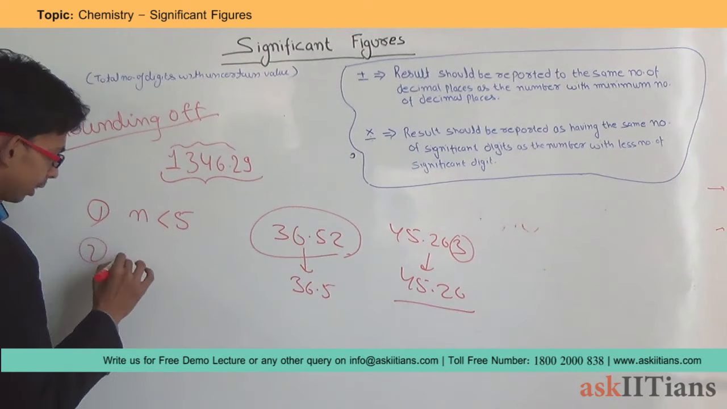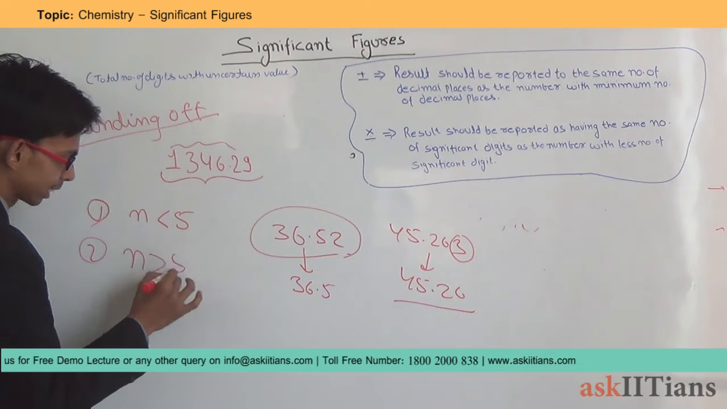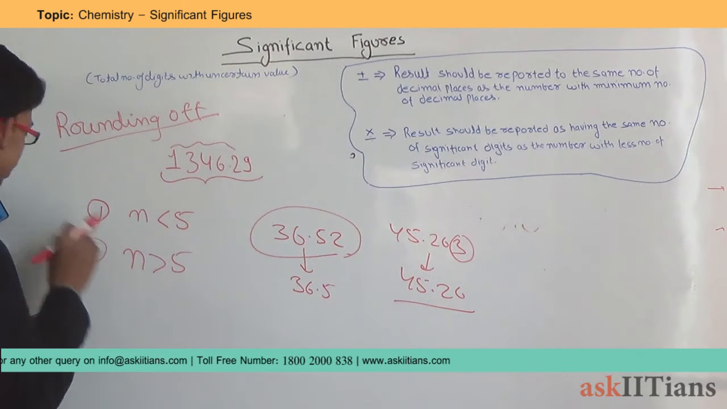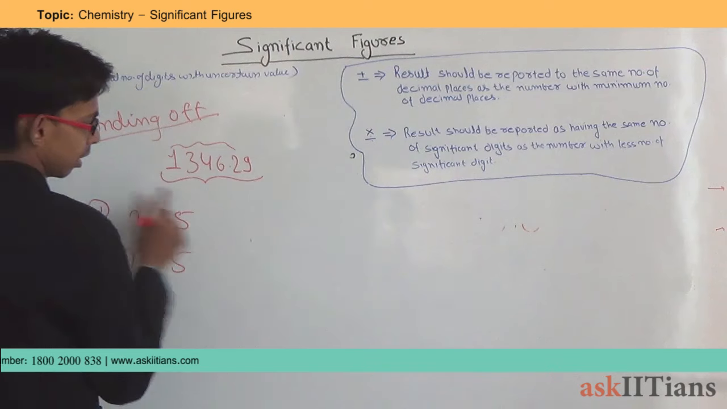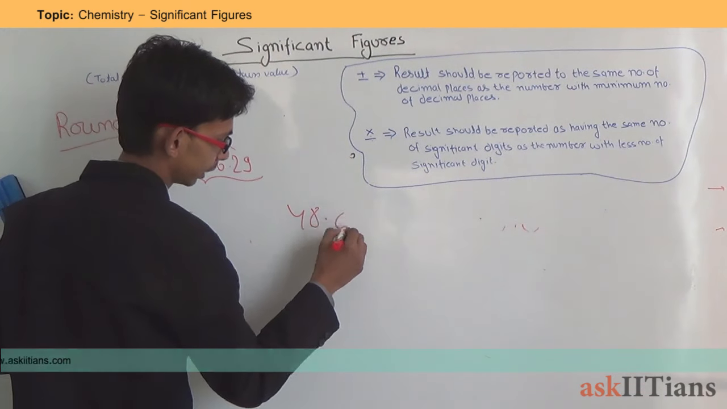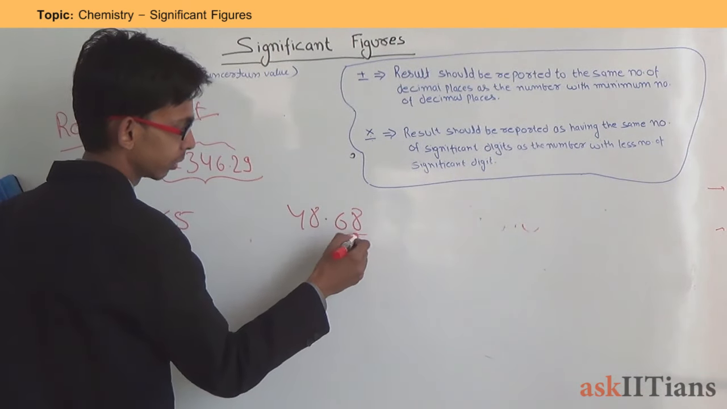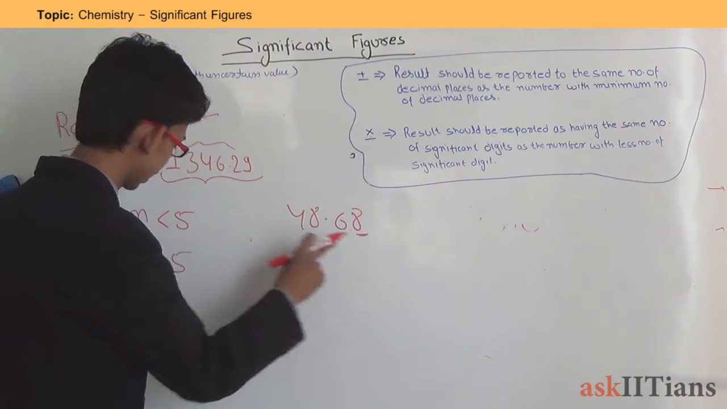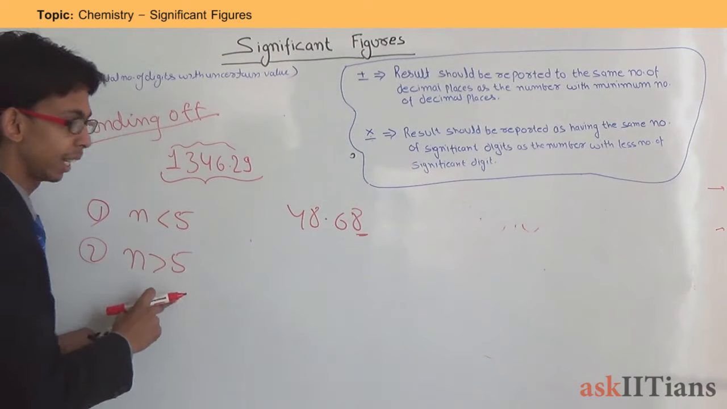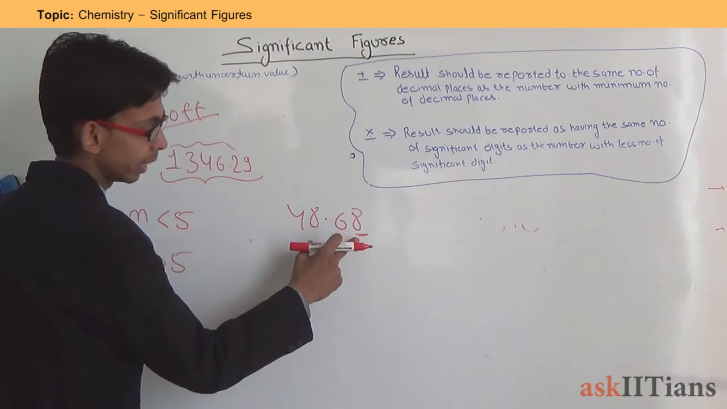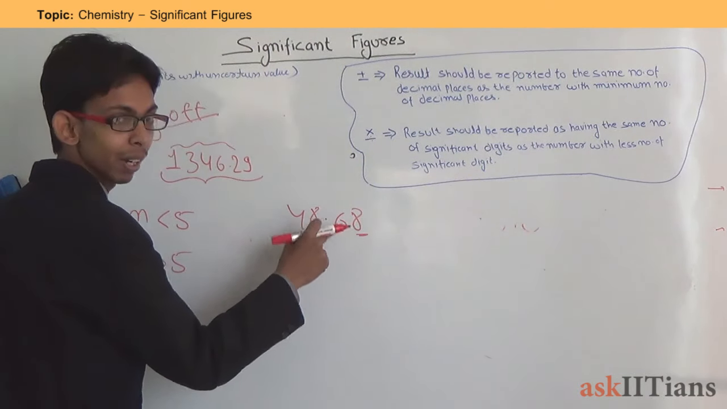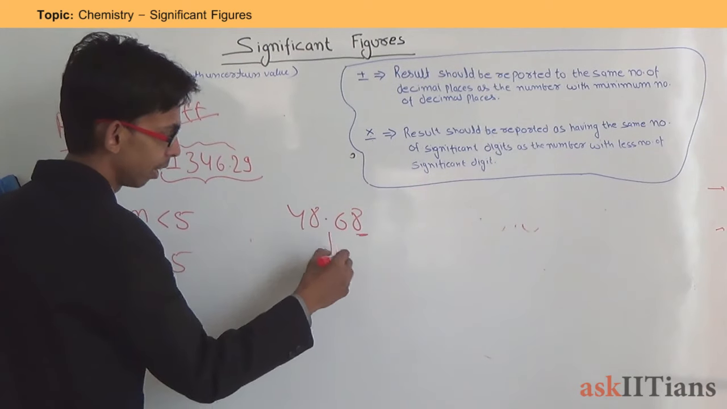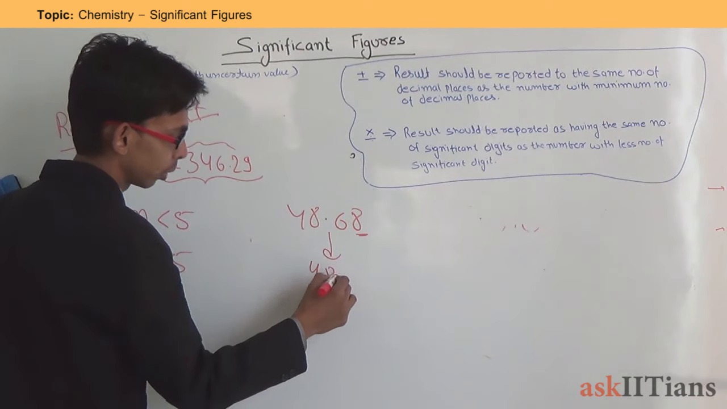If the digit to be removed is less than 5, we simply drop it. Now if we have 48.68 and we want to remove this last digit, this is greater than 5. In that case, we need to increase the previous number by 1 and then we will remove it. And that means we will report it in this form.